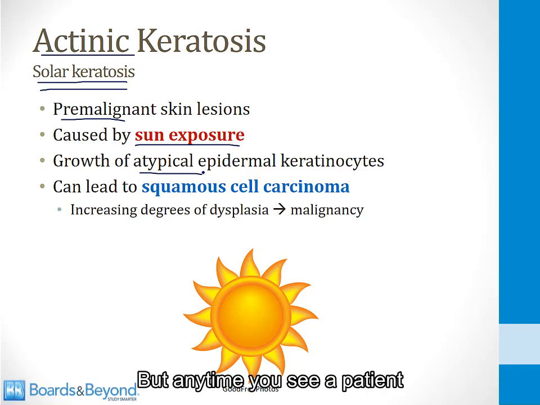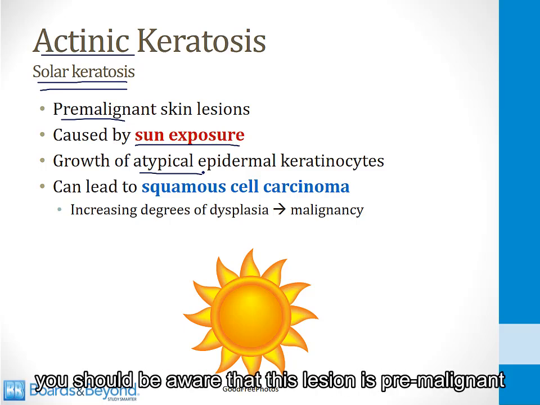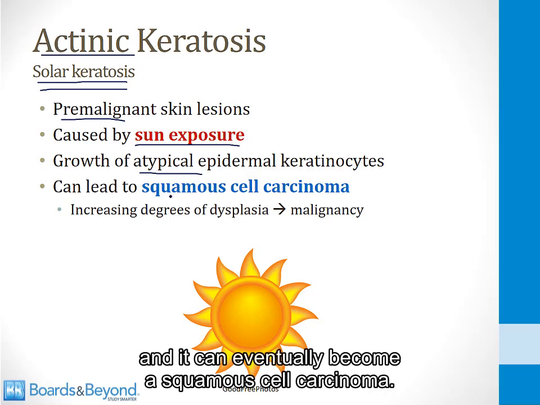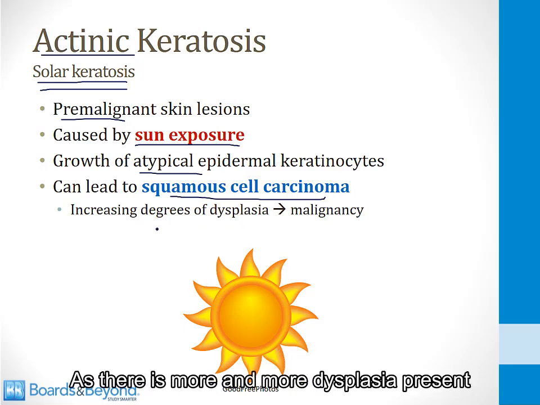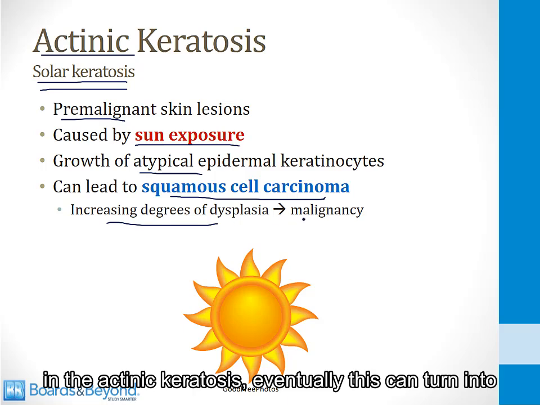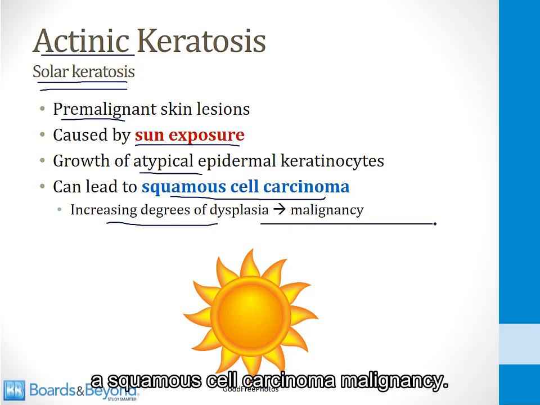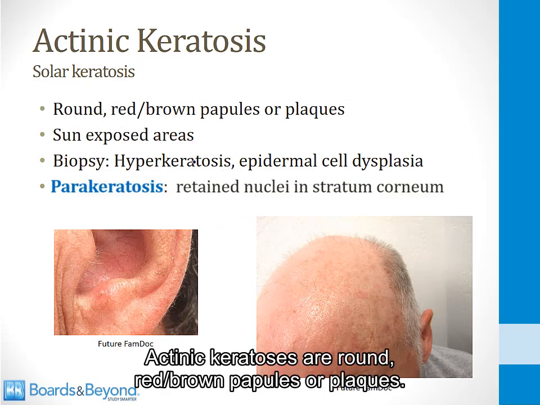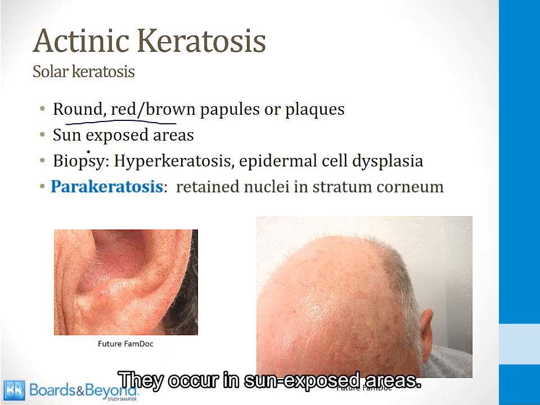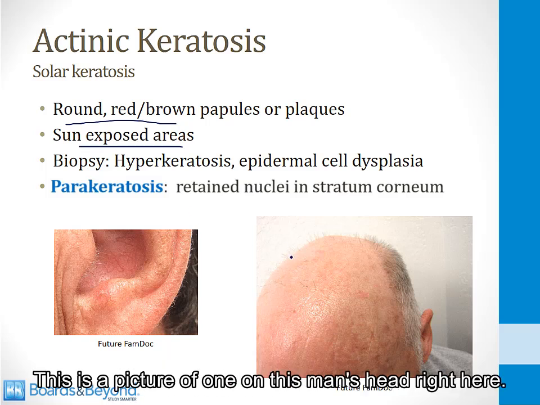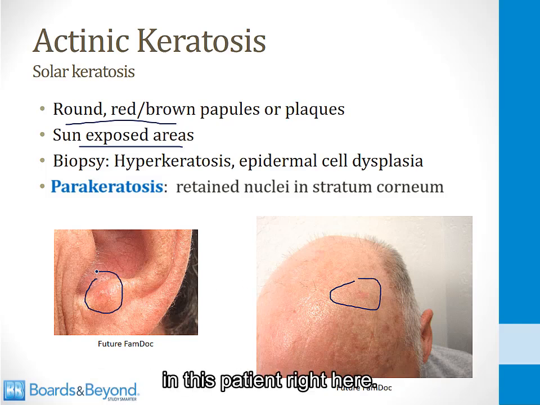But anytime you see a patient who has one of these skin lesions, you should be aware that this lesion is pre-malignant and it can eventually become a squamous cell carcinoma. As there's more and more dysplasia present in the actinic keratosis, eventually this can turn into a squamous cell carcinoma malignancy. Actinic keratoses are round red-brown papules or plaques. They occur in sun-exposed areas. This is a picture of one on this man's head right here. There's also a picture of one on the ear in this patient right here.